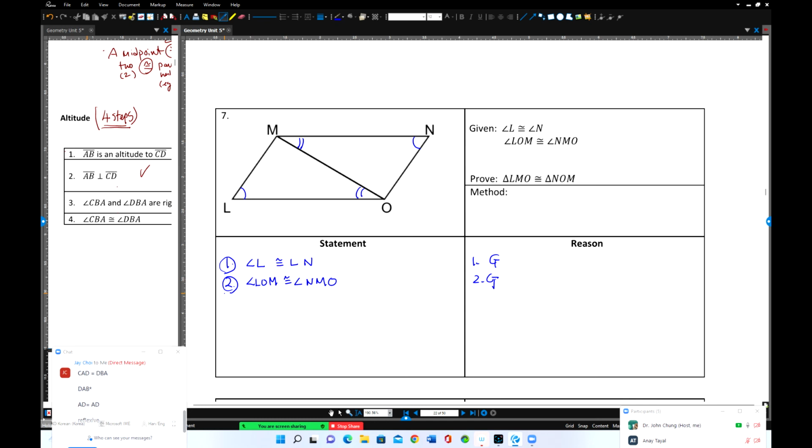The third one, angle, is not working, right? Only angle congruence works on similar triangles. But we are doing congruent triangles. It should be at least one side. Because we got the two angles already, one side is MO, isn't it? MO in this triangle, MO in the other triangle. They are equal. MO is congruent to MO. That's reflexive.